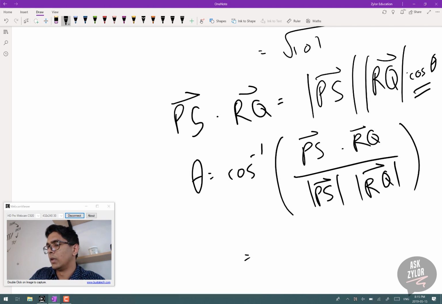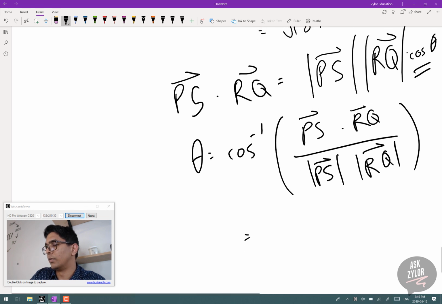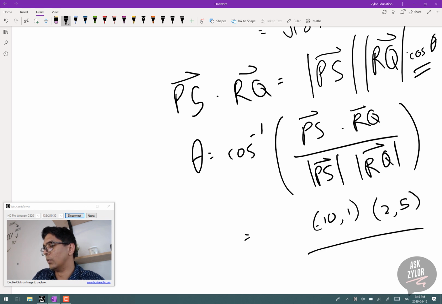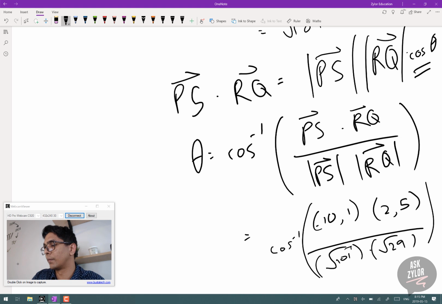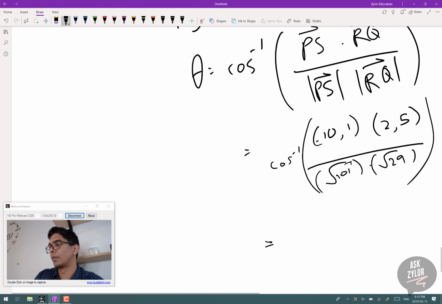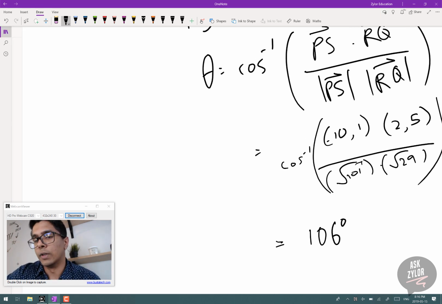Right? So the vectors themselves are negative 10 and 1, 2 and 5, and then we have the magnitudes as square root of 101 and the square root of 29. I just need to cos inverse of this. So this ends up being 106 degrees, so that I can say is the angle between the two diagonals. Okay, so we're going to move on to the next question.